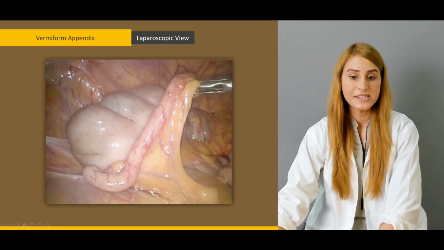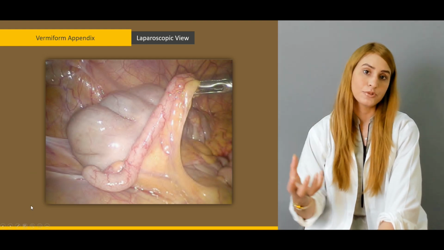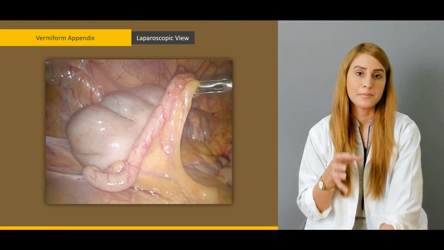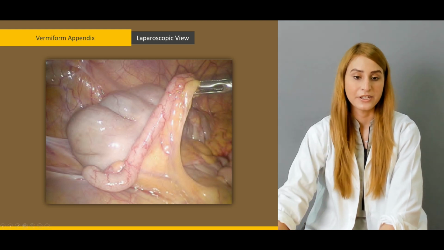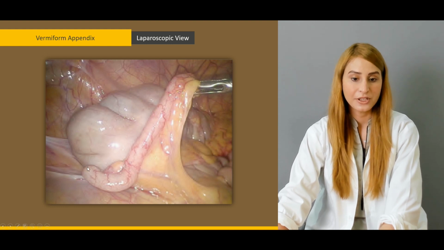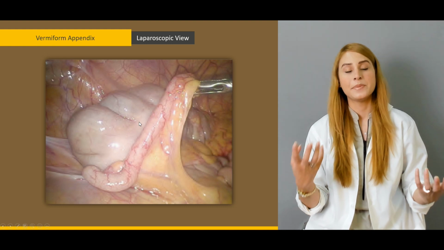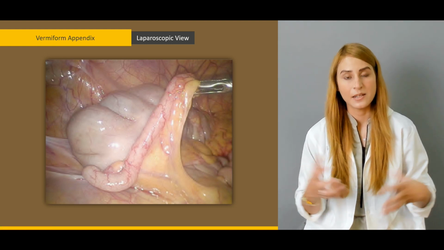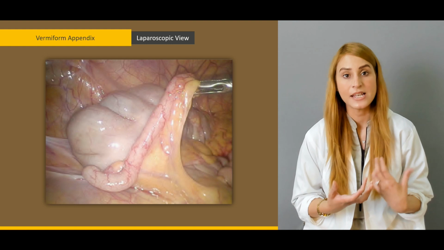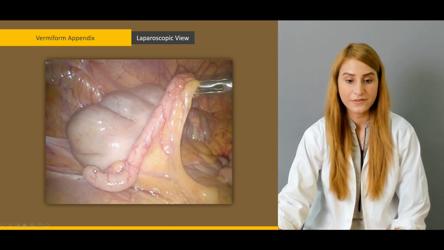So you can see here, this is a laparoscopic view of the appendix. Whenever you put the laparoscope through the port you have made, you can see the cecum, and on the cecum you can see the teniae. These are called the taeniae coli of the cecum. And whenever these three taeniae coli combine together and make a confluence, there you can find the base of the appendix. So this is the base of the appendix.